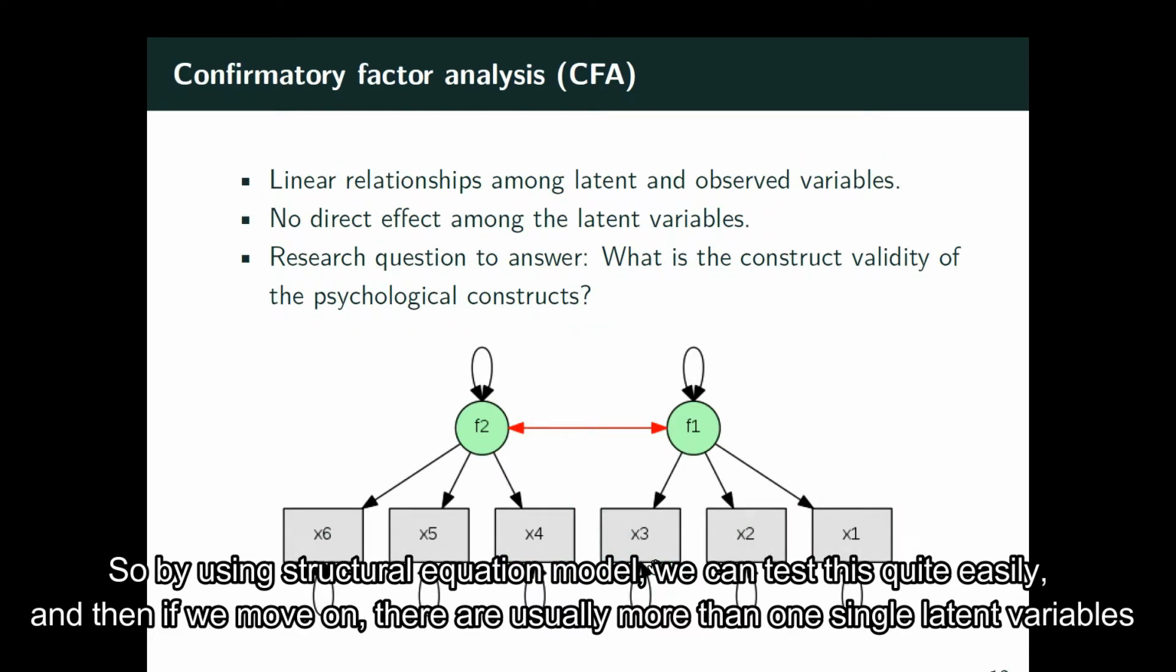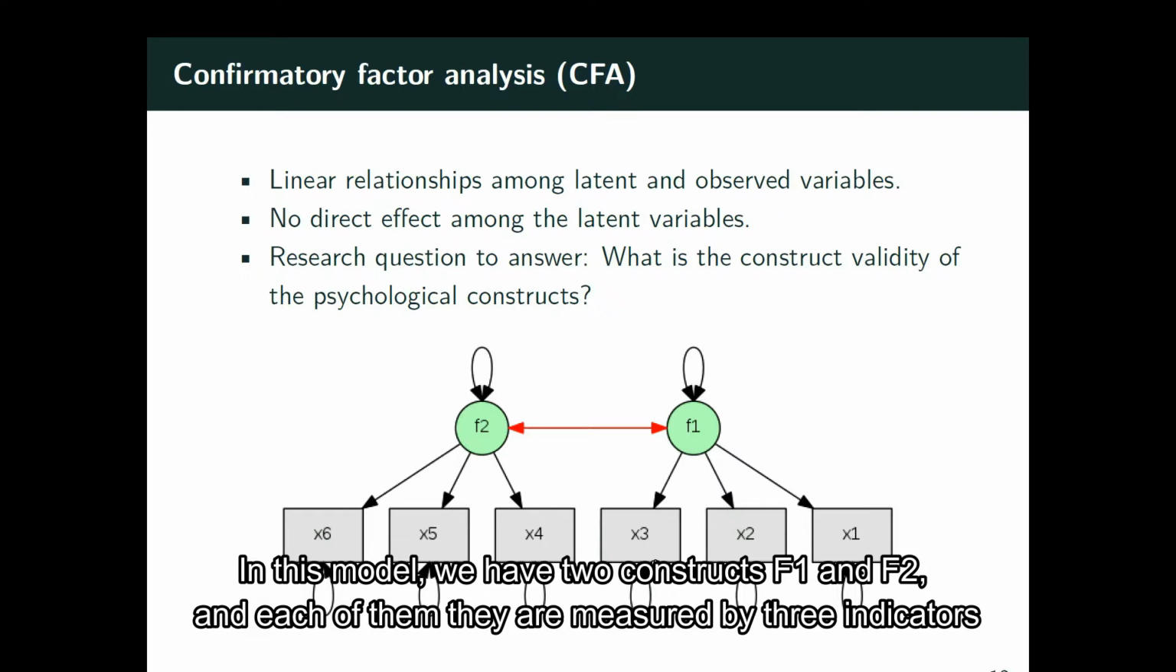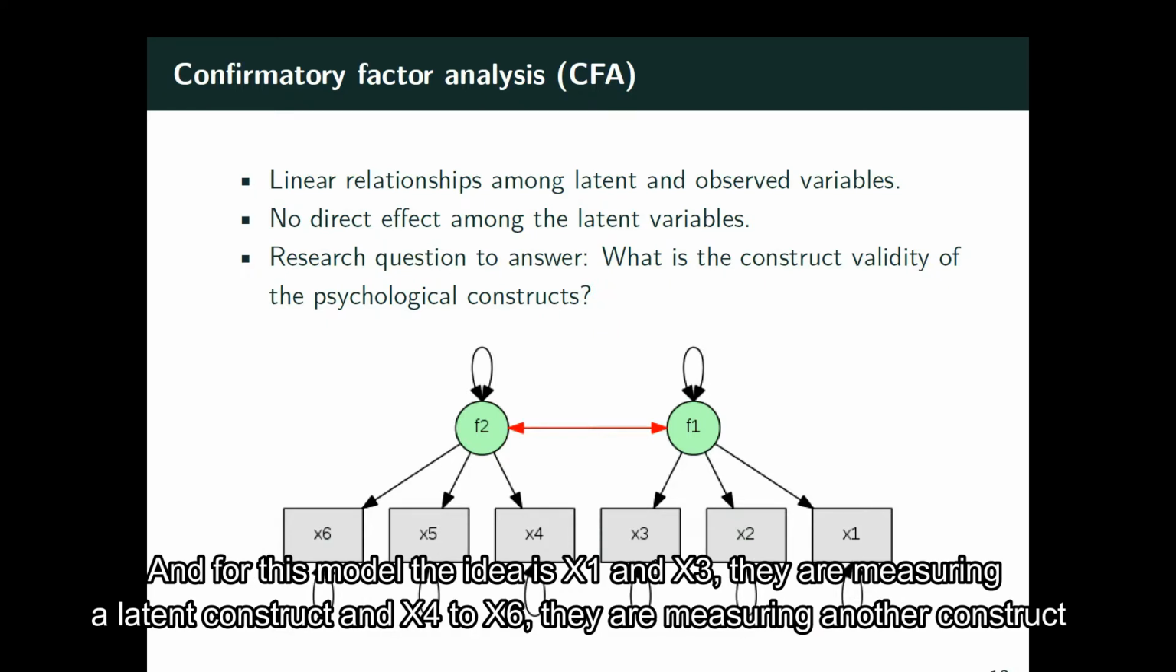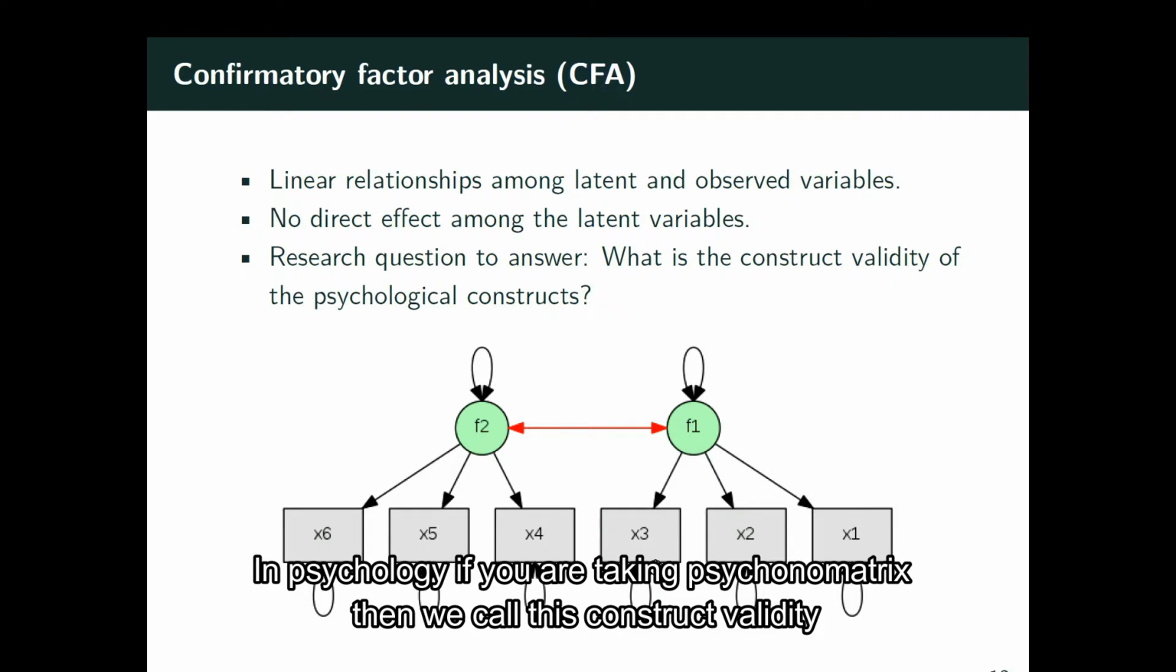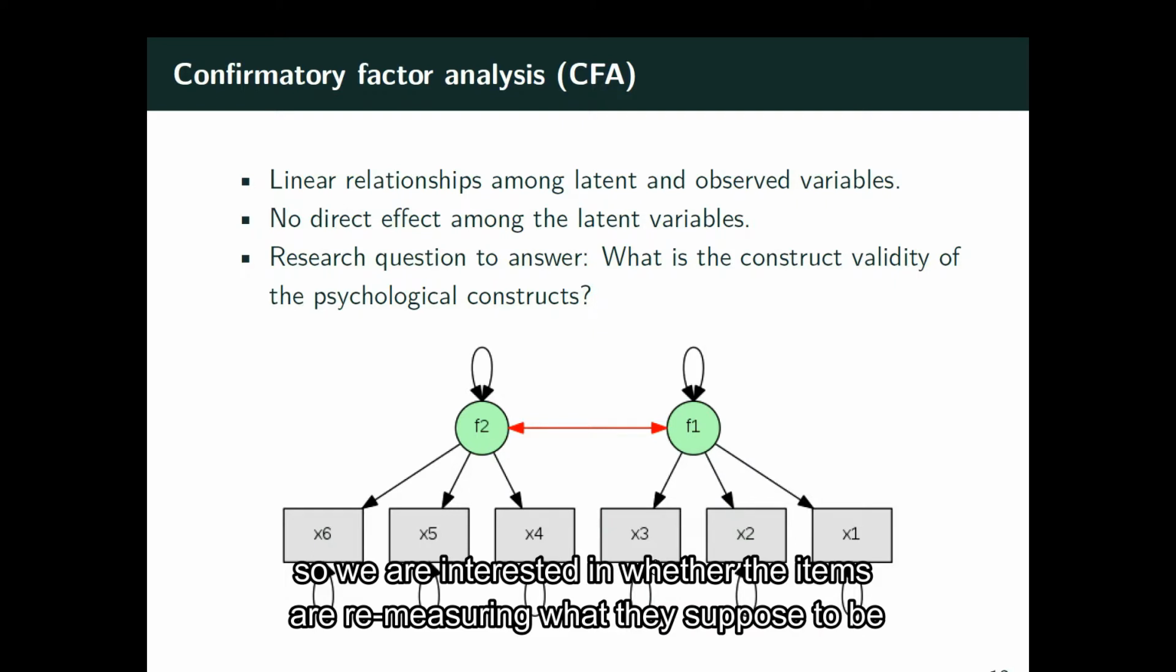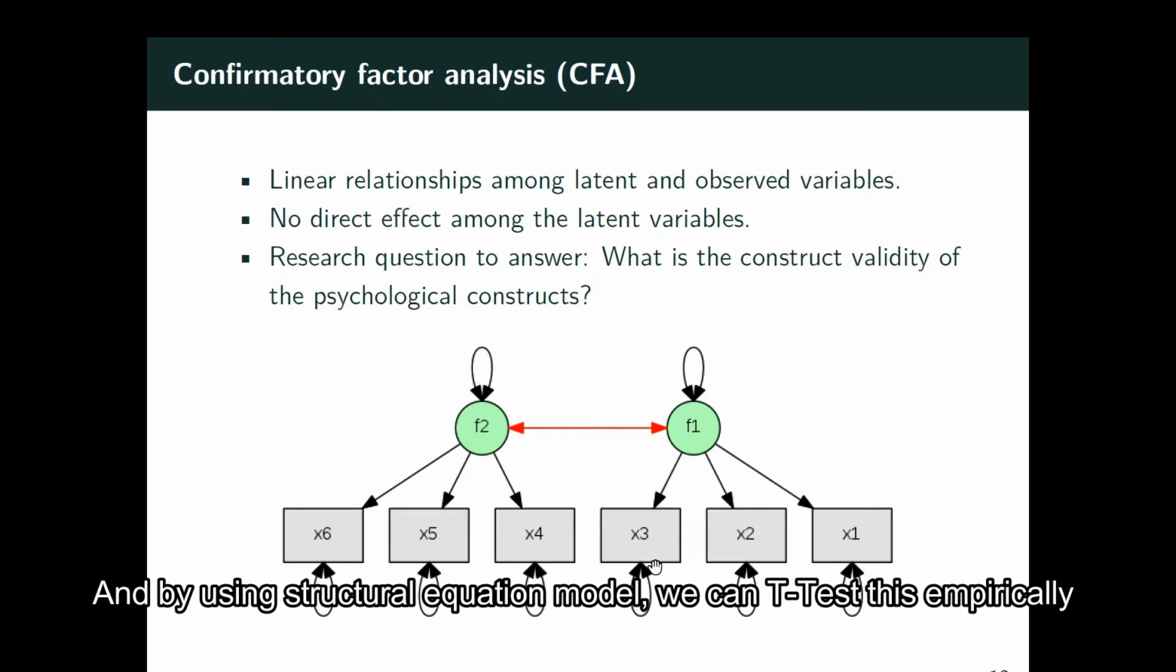And if we move on, there are usually more than one single latent variable. In these models, we have two constructs, F1 and F2, and each of them is measured by three indicators. The idea is that X1 to X3 are measuring a latent construct, and X4 to X6 are measuring another construct. In psychology, if you're taking psychometrics, then we call this construct validity. So we are interested in whether the items are measuring what they're supposed to measure. And by using structural equation models, we can test this empirically.